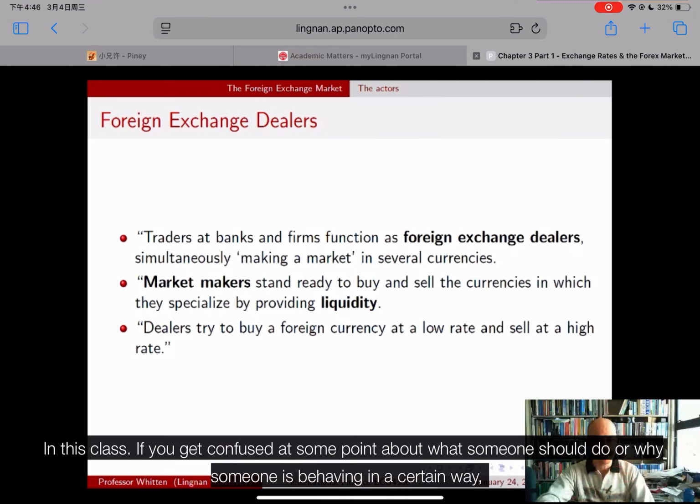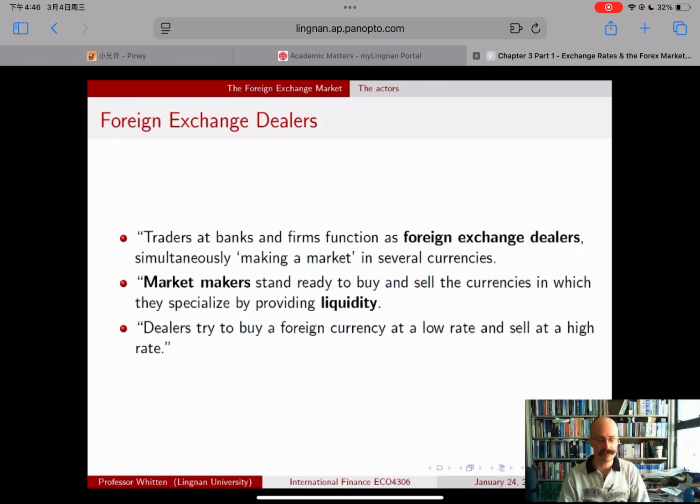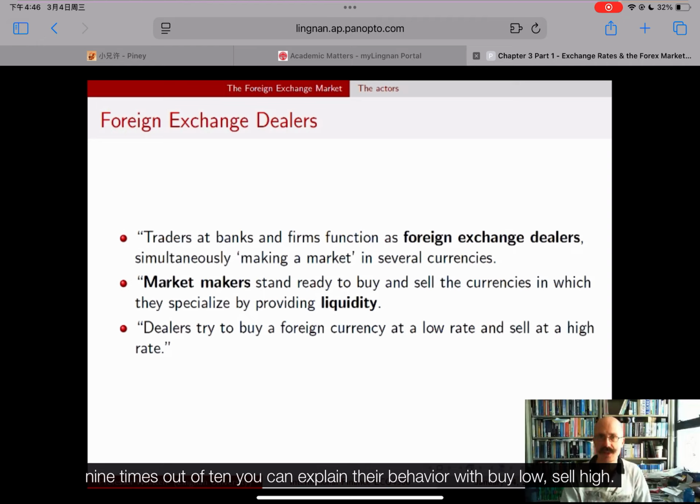In this class, if you get confused at some point about what someone should do or why someone is behaving in a certain way, 9 times out of 10, you can explain their behavior with buy low, sell high.